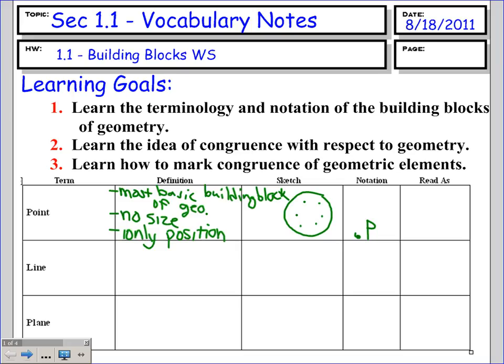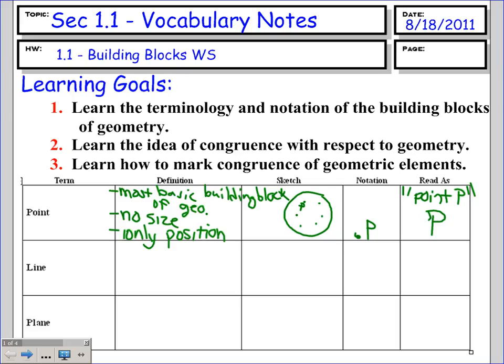I know this is kind of ridiculous. You would just read this as point P, and sometimes you just say P. Okay? It's not a cookie. It's like a circle with little dots in it. Each one of those is a point.